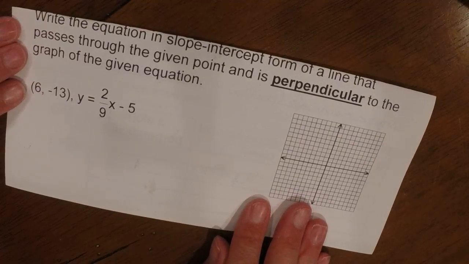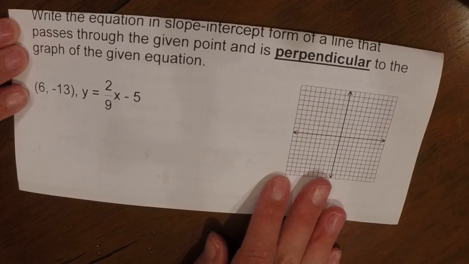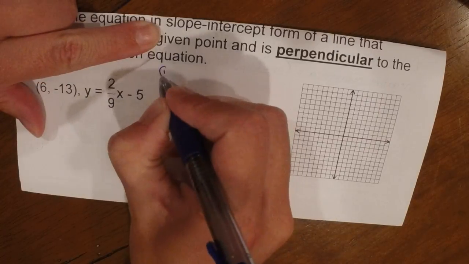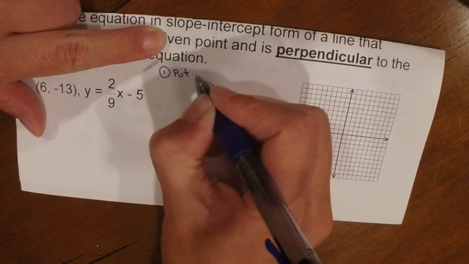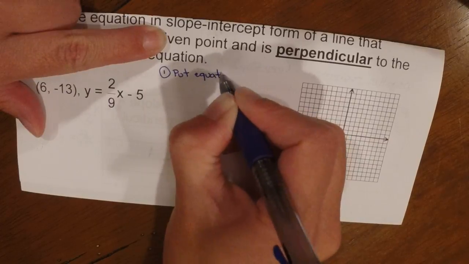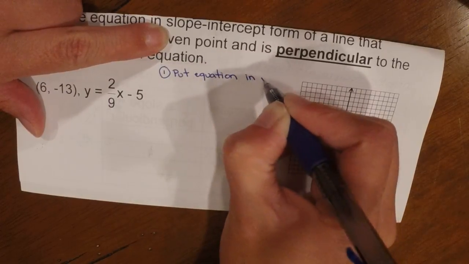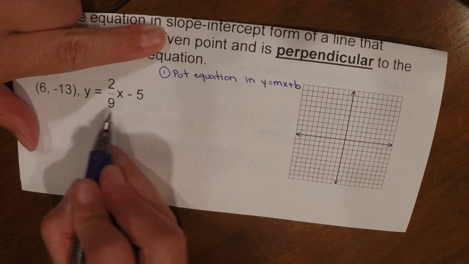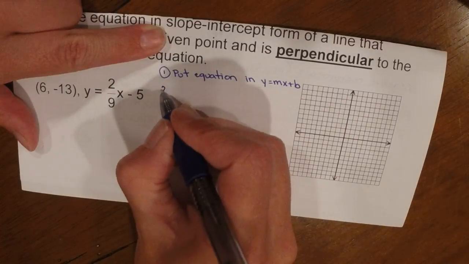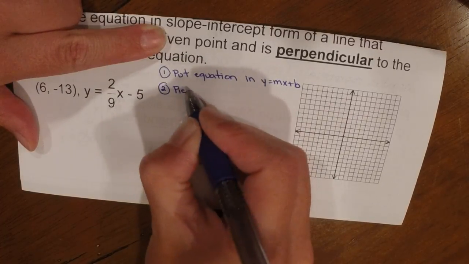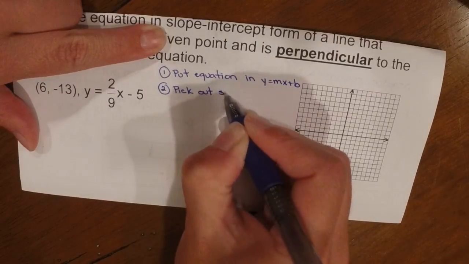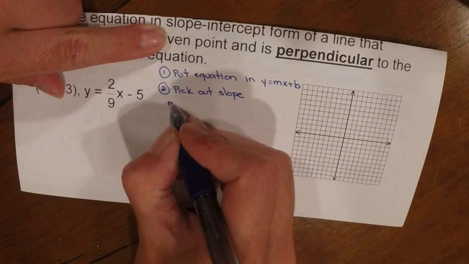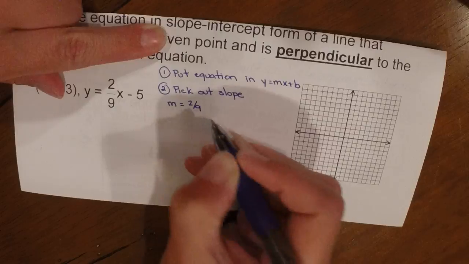Find the equation of the line in slope-intercept form that passes through the given point and is perpendicular to the graph given. So step 1 is still going to be the same thing. It would be to put the equation in y equals. Now, we got lucky in this case because this one already is in y equals. So we're going to go ahead and go to step 2, which is to pick out the slope. So in this case, the slope of this line is m equals 2/9.